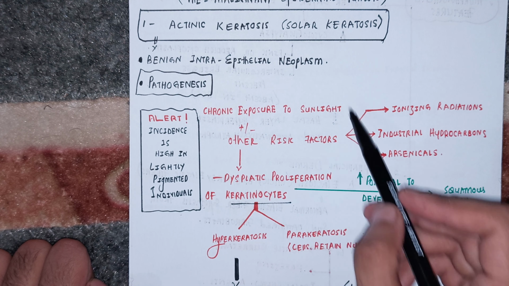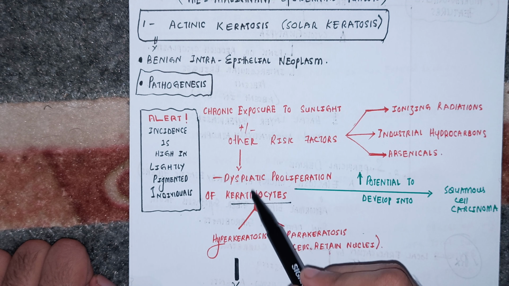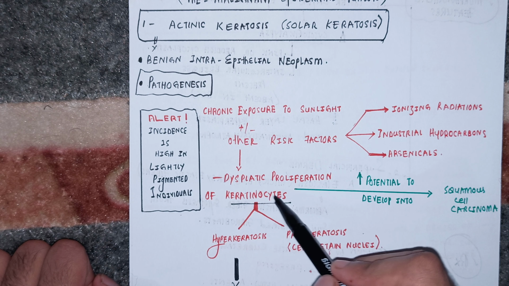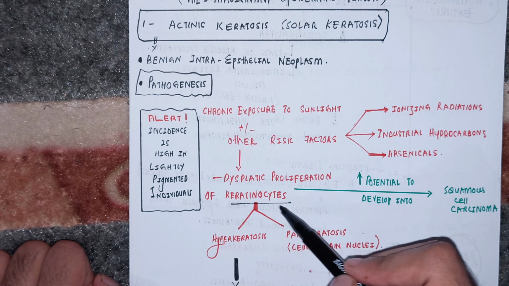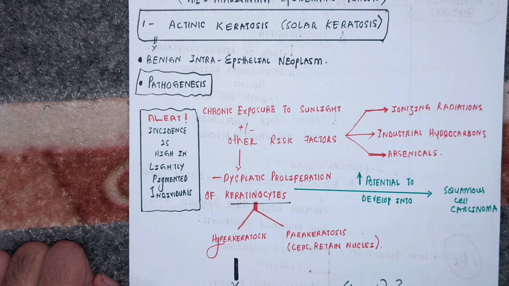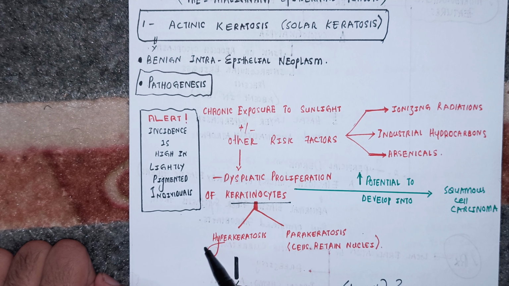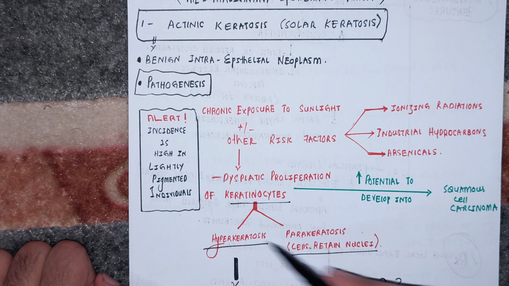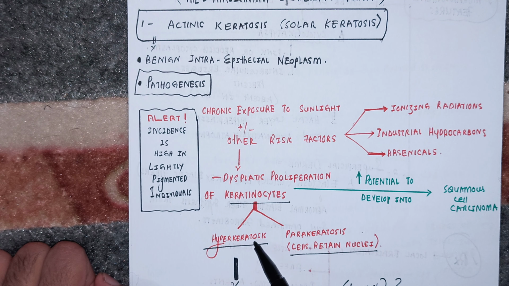So due to these risk factors, there is uncontrolled abnormal proliferation of keratinocytes, and once the keratinocytes have proliferated very much in a dysplastic fashion, what's going to happen beta? There is hyperkeratosis as well as parakeratosis. What do these two terms mean? Hyperkeratosis is increased keratin production. Why is there increased keratin production?